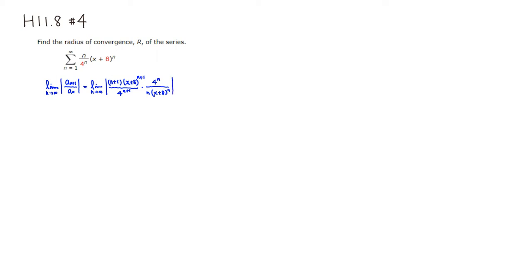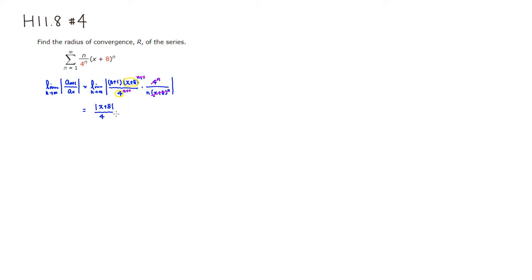Then we can cancel the 4 to the n, and we have one extra 4 down there. And x plus 8 to the n, you can cancel that, and we have an extra x plus 8 on top. Then we can pull out something that has nothing to do with n. For example, x plus 8 has nothing to do with n, and also the 4 on the bottom. So I'm going to have the absolute value of x plus 8 pulled out, over 4.